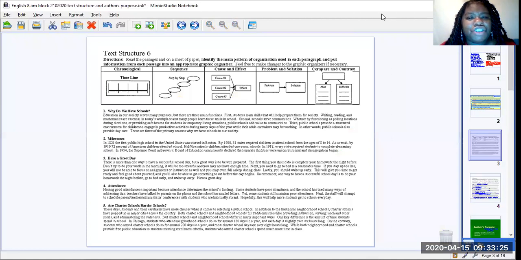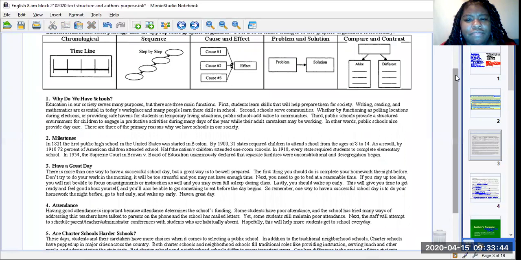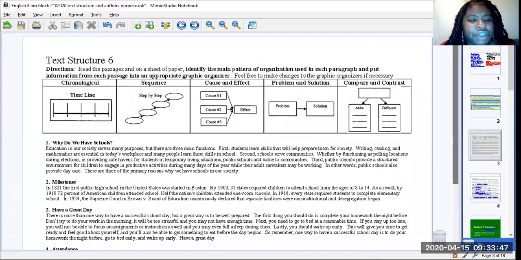Okay. And I am pretty sure, Miss Brittany, I know you can't see it. So what I'm going to try to do is make this as big as possible. Okay. Oh, that's too big. Okay. So Miss Brittany, can you see the text structure number 6? Can you see it? Okay. I see you using the emoji. Okay, thank you.